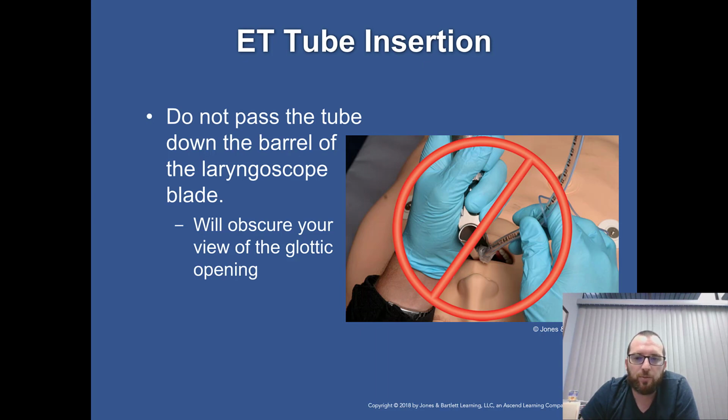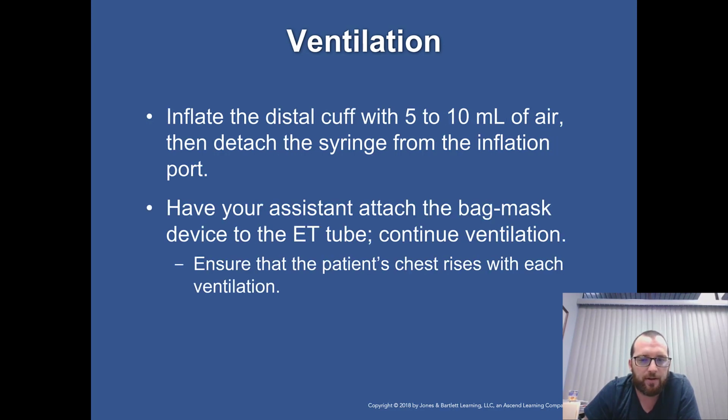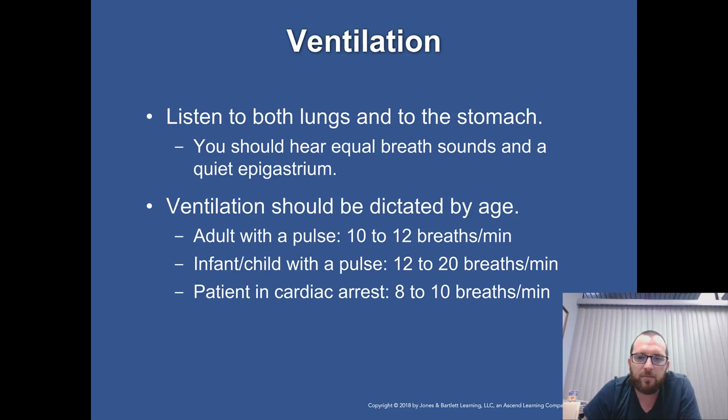All right. Don't pass the tube straight down the barrel of the laryngoscope blade, it's just going to block your view, right? You always want to make sure you're coming in so that you can still see the vocal cords, and you're going to watch that tube actually go through the vocal cords. So make sure you're not occluding that space. All right. Inflate the cuff, 5 to 10 milliliters of air. Remove the stylet, hook the bag back up, and start ventilating the patient, right?